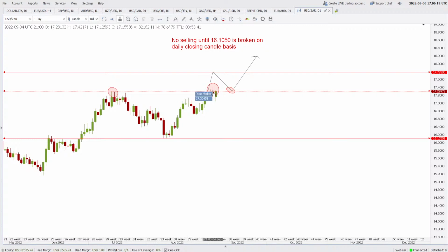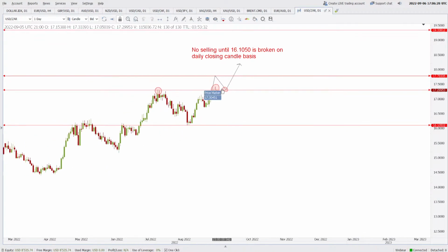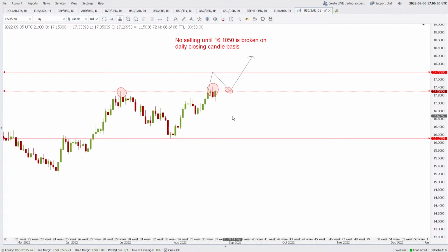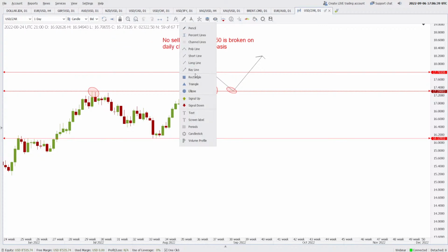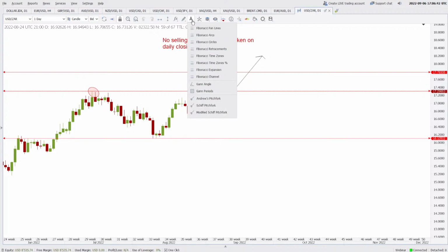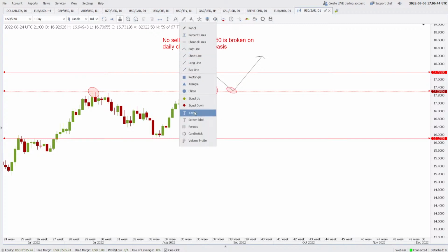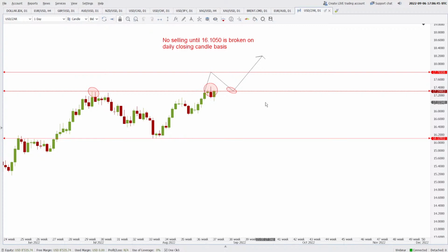That means there is a possibility, very high possibility, that the price is going towards this level of 16.10, and this has been a very strong uptrend also. So yes, this is a risky trade if somebody wants to take it, but I think I will pass such a trade. I will let it go and write here what I think about it, and then let it play out on its own without my money in it, because you remember, no selling until 16.1050 is broken.